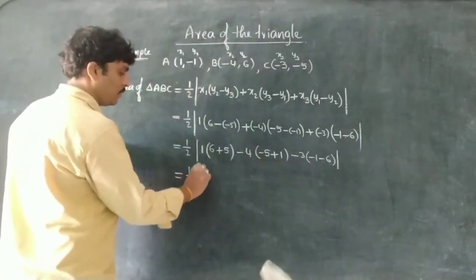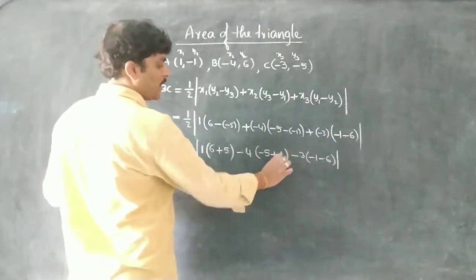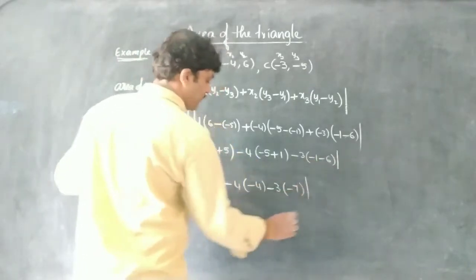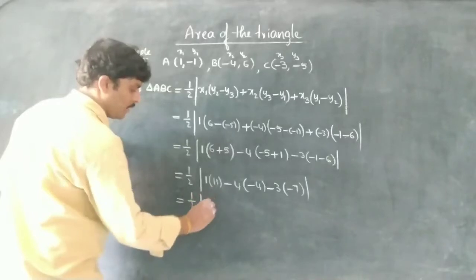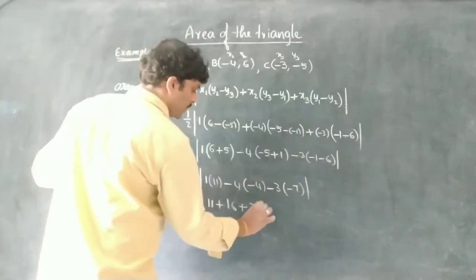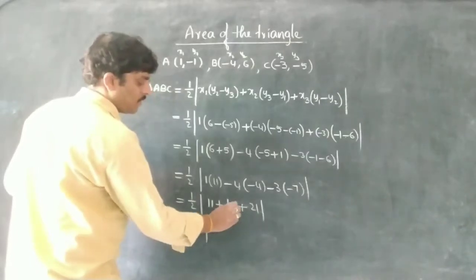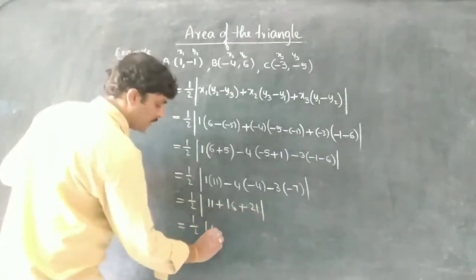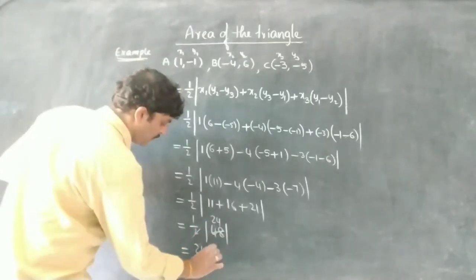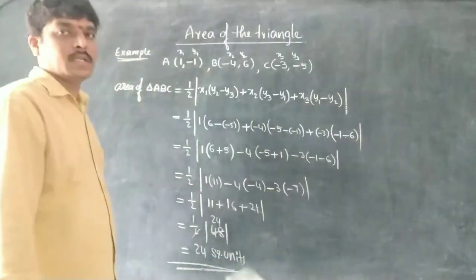So now simplify, 1 by 2 into 1, minus into minus plus, 6 plus 5, 11. Minus 5 plus 1, minus 4. 1 minus 6, minus 7. Next 11 ones are 11, minus into minus plus, 4 fours are 16, 3 sevens are 21. 11 plus 16 is 27, plus 21 is 48. Half of 48 is 24. So 24 square units. This is the area. Area of a triangle is always in square units.